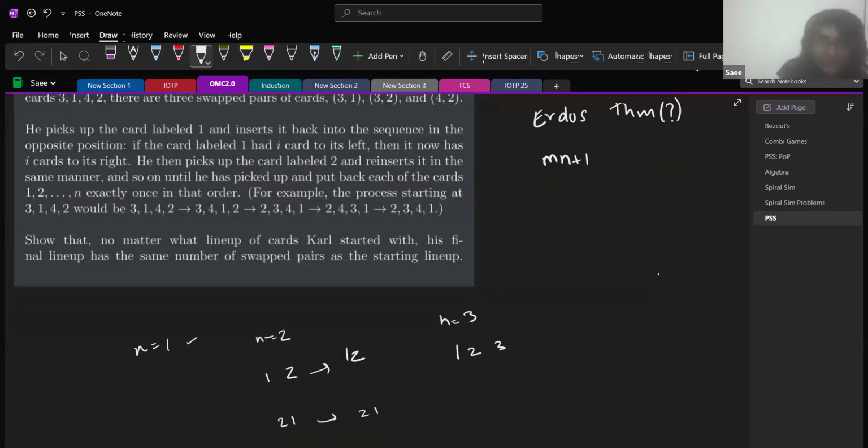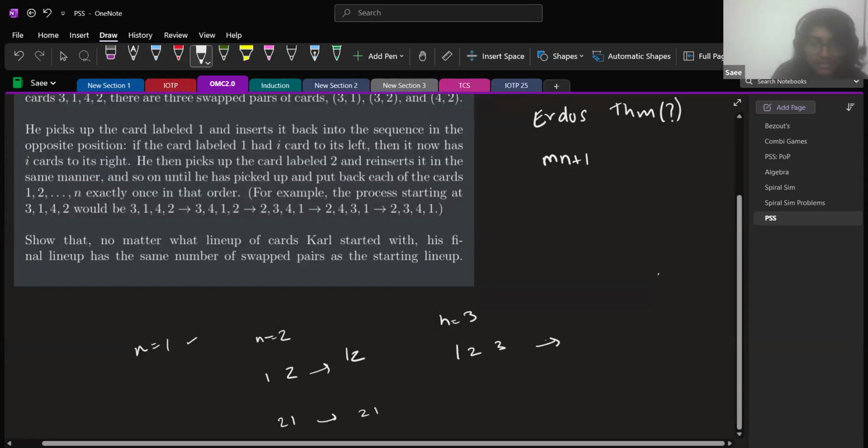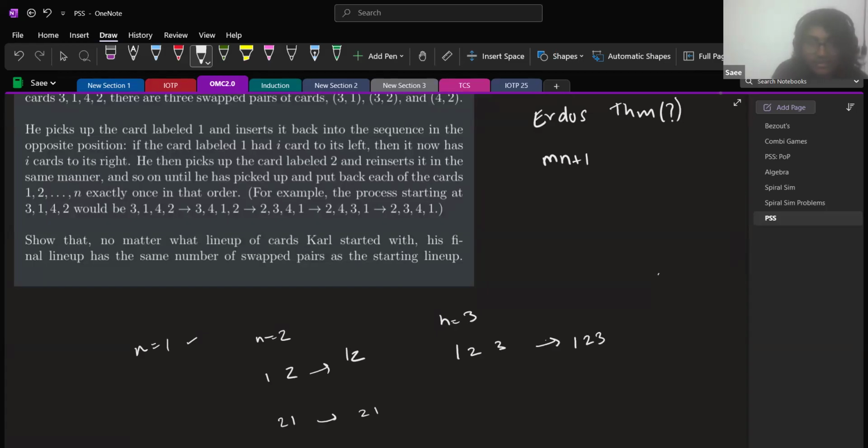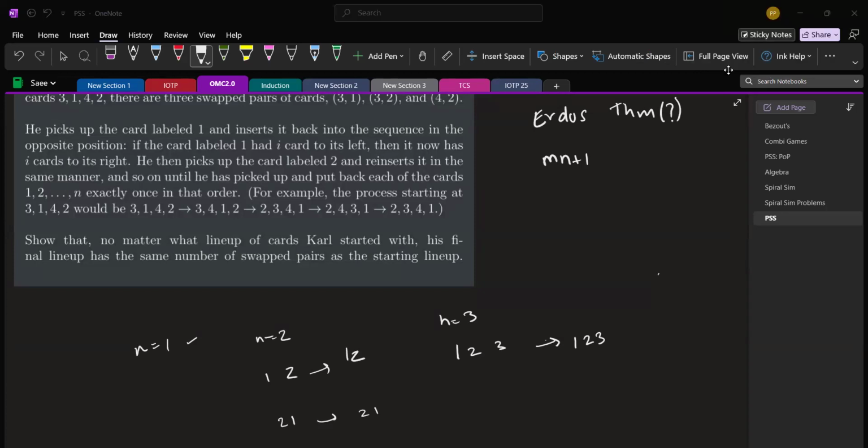Speak up. So what happens for 1, 2, 3? You end up with 1, 2, 3 again. Yes, it just goes to 1, 2, 3 again. Sure, sure. Okay, tell me more. What should I do more?